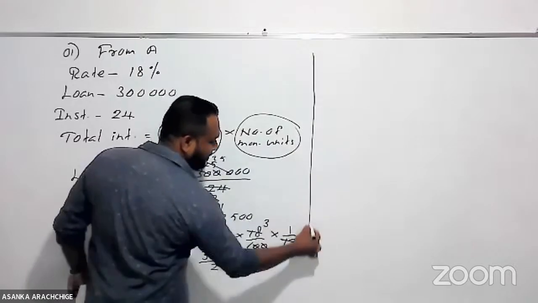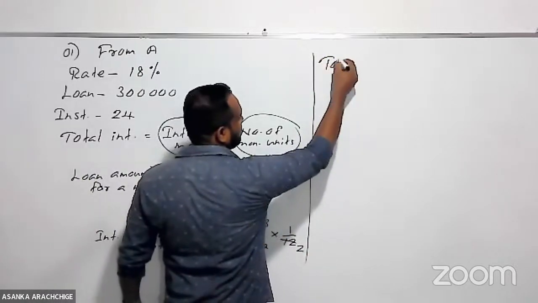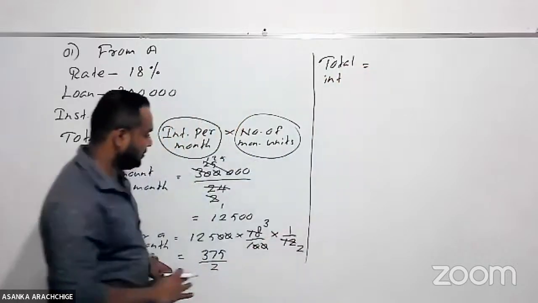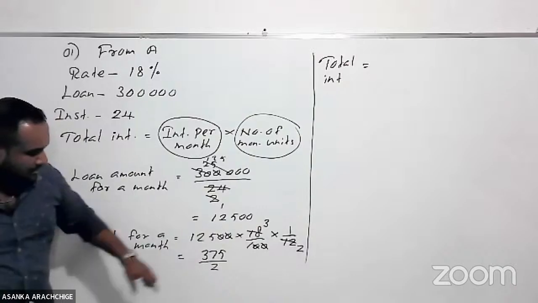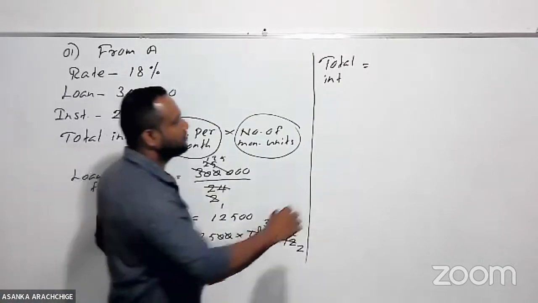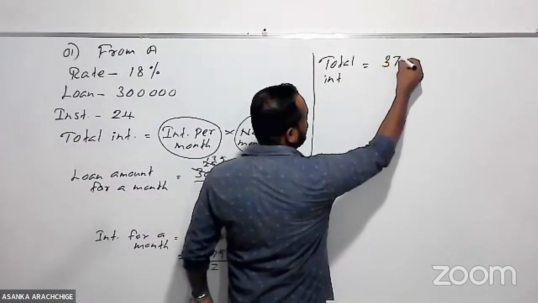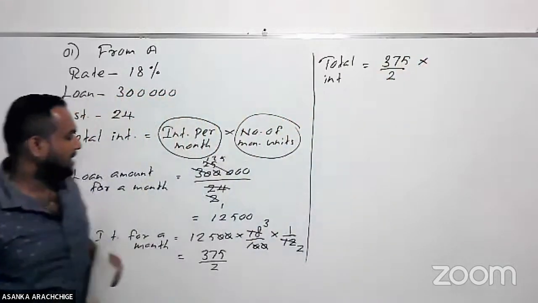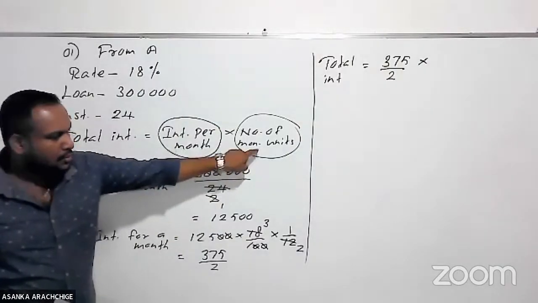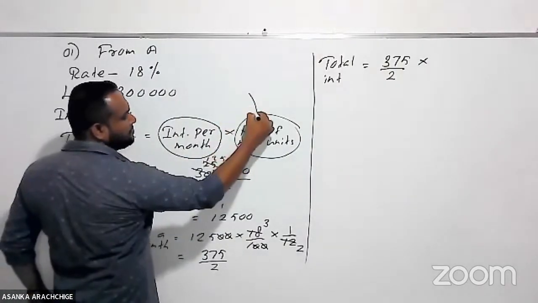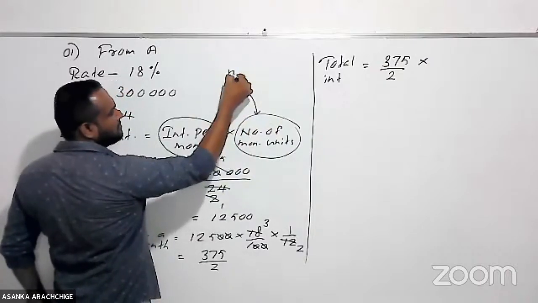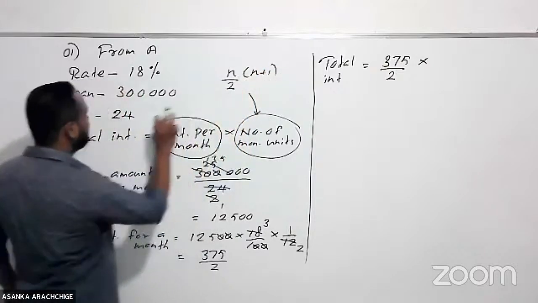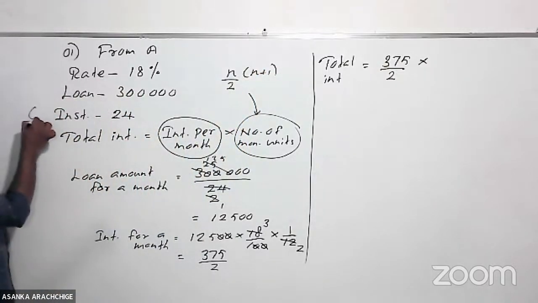Now I am going to find the total interest. Total interest is equal to the interest for a month, 375 upon 2, multiplied by the number of month units. You know, the number of month units is obtained like this: n upon 2 times n plus 1. What is n? Number of installments. This is n.